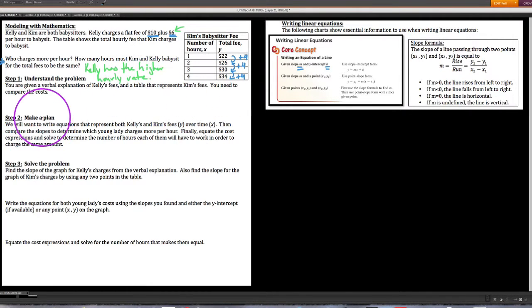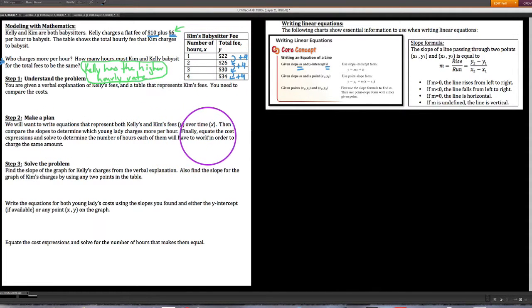Step 2, though, we want to make a plan. We'll want to write equations that represent both Kelly's and Kim's fees, and we'll let their fees be represented by y, in dollars, over time, x, and we'll let x be represented with hours. Then compare the slopes to determine which young lady charges more per hour. We've already determined that using intuition, but if we had the equations of lines, we could literally see who charges more per hour because we would compare their slopes. Remember, slope is the rate at which a line is changing.